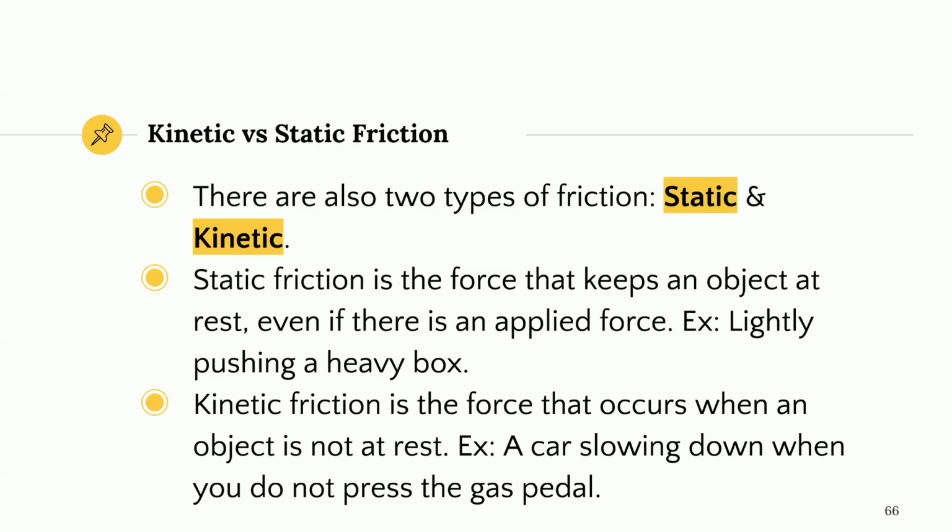Kinetic friction is the force that occurs when an object is not at rest. For example, if a car is sliding, or I guess rolling down the road, it will be moving. In this case, we're pretending it's sliding because rolling makes things more complicated. If we just imagine a car sliding down a road, it does slow down over time. This would be due to kinetic friction.